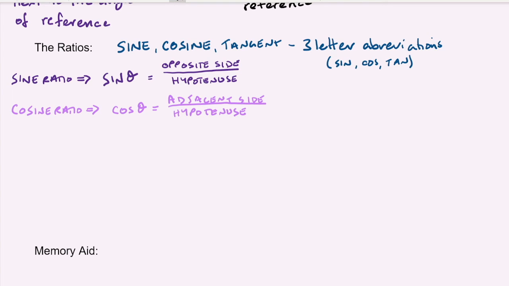And then our very last ratio is the tangent ratio. So that is tan theta. Now tan theta doesn't actually use the hypotenuse at all. It uses the opposite side and pops it over the adjacent side. And that's how our ratios sit. So that's how we find what values we need to pop into our ratios.